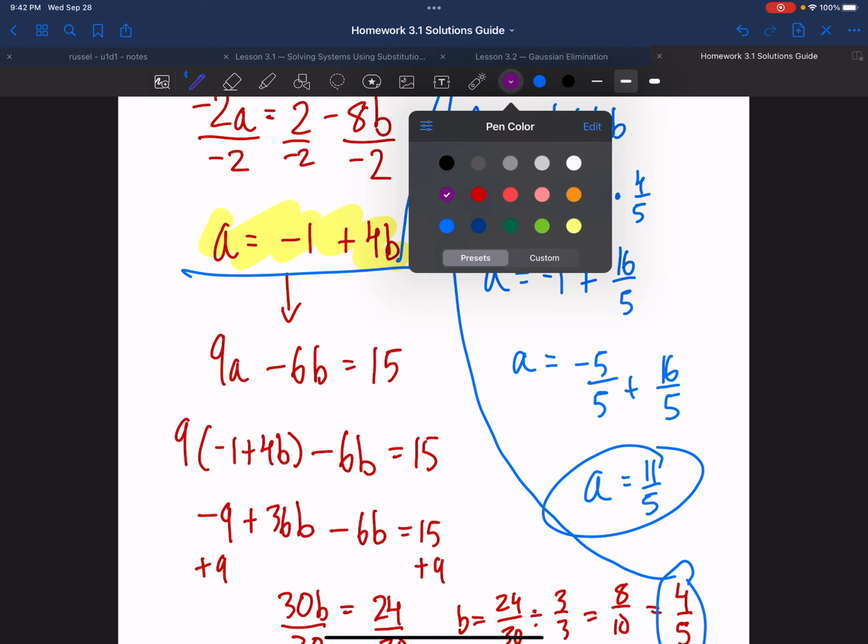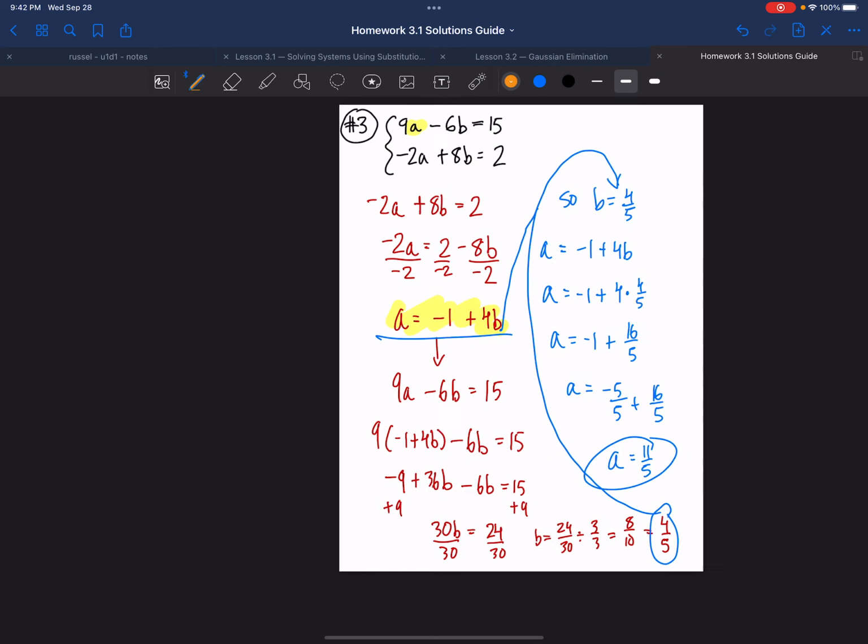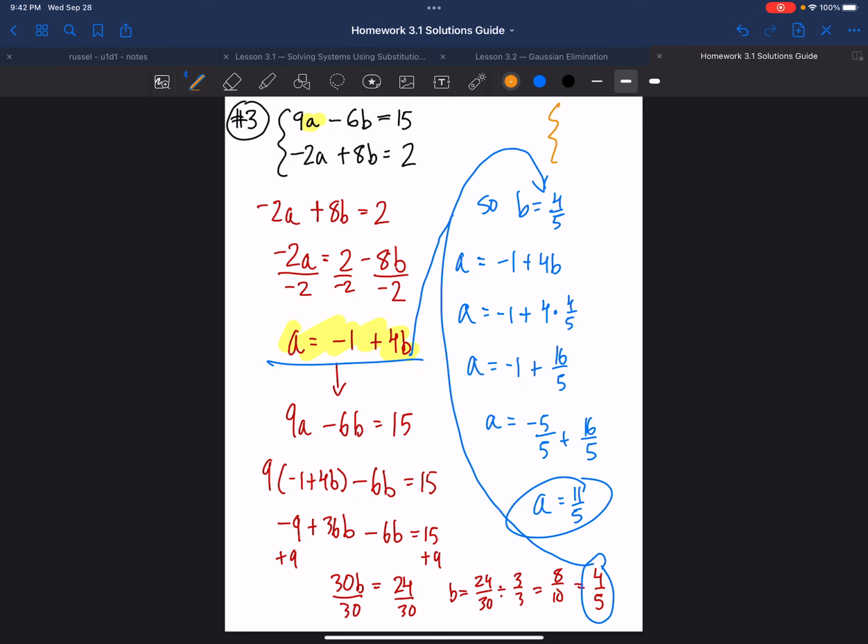Done. Finished. Hurrah. Huzzah. So, final answer, A is 11/5 and B is 4/5. Okay? And there you go. Are they a little ugly? Sure. I guess so. But, I mean, that's not the worst. You know, they're fifths, right? Fifths aren't the worst fraction. It's not like I'm dividing by 17 or something, right? Those aren't that bad.